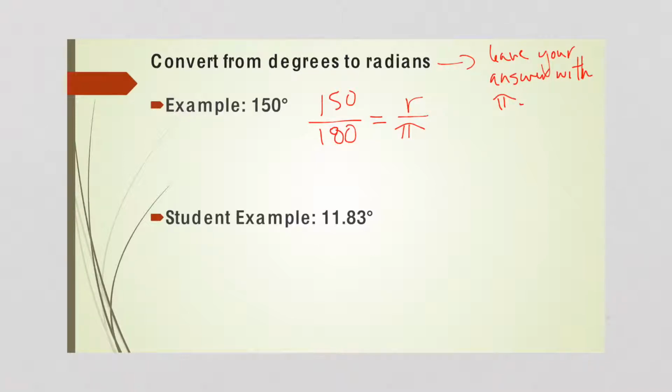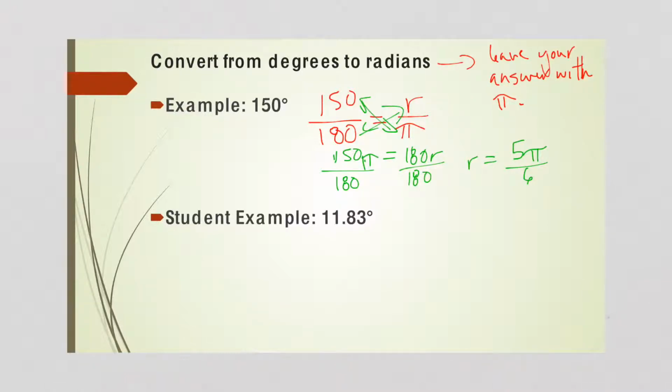So I do my normal solving for proportions, and I'm going to cross multiply. Boom, I get 150 pi equals 180R, and divide by 180. And I get R equals 150 pi over 180. Go ahead and simplify your fraction. Leave the pi out when you're entering this in your calculator. Enter in 150 divided by 180. And your calculator will simplify that down for you to 5 pi over 6. Make sure you use pi if you can.